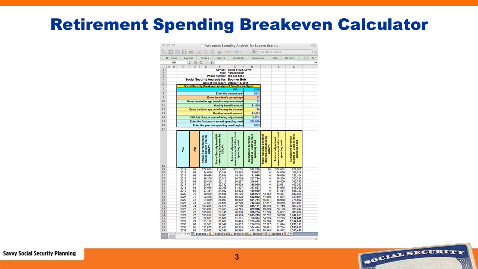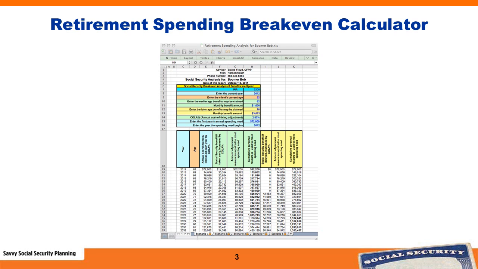Enter the current year and the client's age on nearest birthday. In cell H10, enter the earlier age benefits may be claimed. We'll use 62 here. The benefit amount is automatically filled in. Next, we enter in cell H12 the later age benefits may be claimed. We'll use 70, and the benefit amount is automatically filled in.